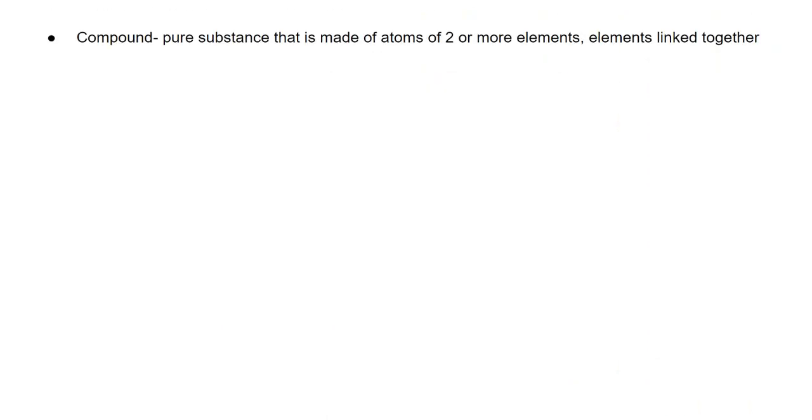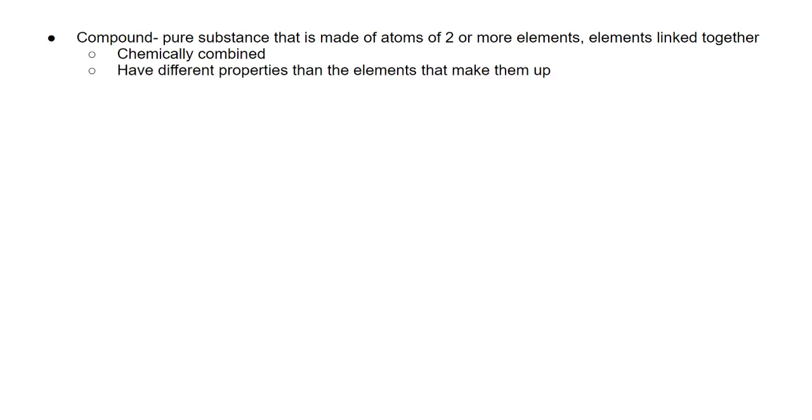Now, what we can do is we can take elements and we can create another pure substance called a compound. A compound is when I take two or more elements and I combine them together. And when they're linked together chemically, they're held together by bonds. They create a compound. Compounds are called pure because they're chemically combined, and they will assume different properties than the things that make them up.